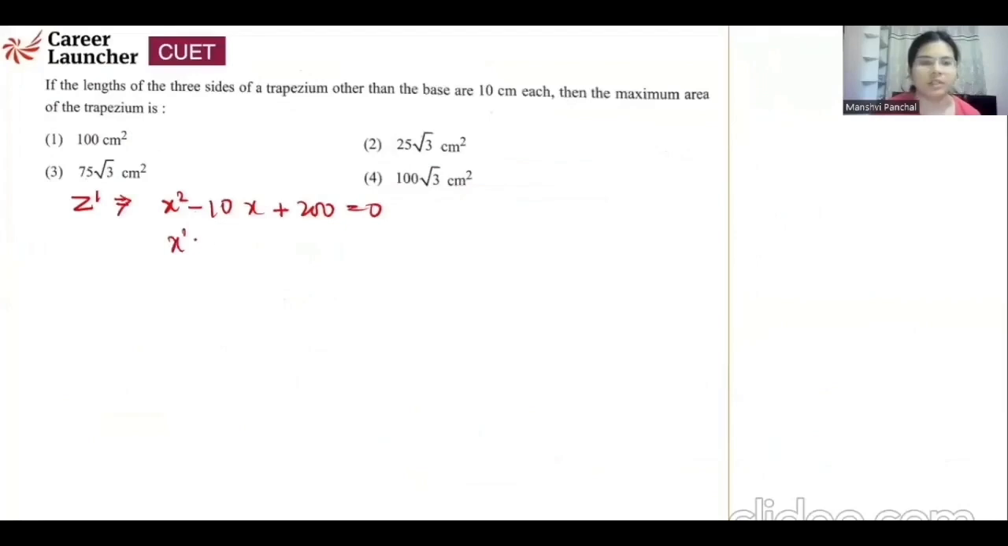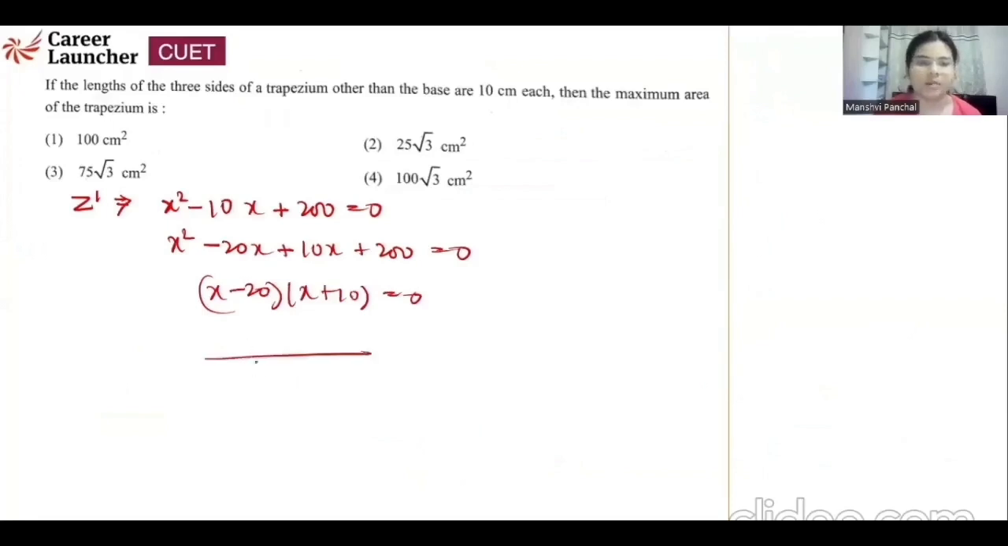It means x squared minus 20x plus 10x minus 200 equals 0. So this will become (x minus 20) and (x plus 10). Now x can't be minus 10. This is z dash, right? So x minus 20, x plus 10, it means minus 10 and 20. We have to see where it will be maximum. So before x equals minus 10 it will be negative, then it will be positive here, then it will be negative and then positive.